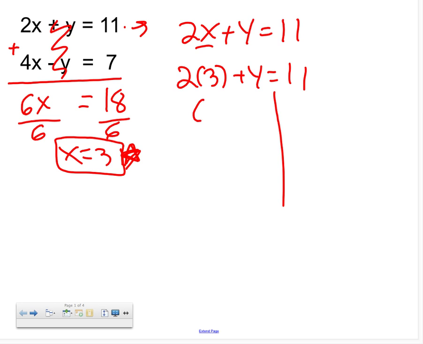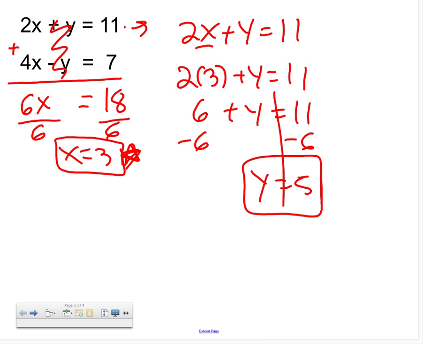2 times 3, that's 6. Minus 6, minus 6, get y equals 5. So my answer would be the point 3, 5. That is the point where these two lines cross on the graph.